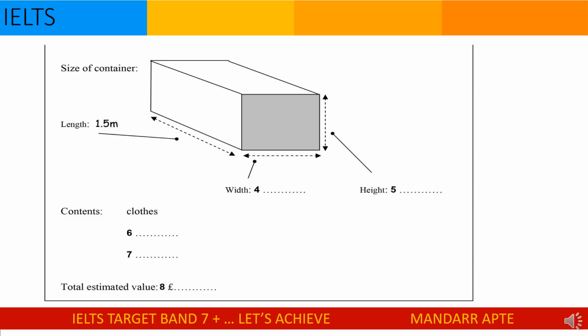The last and the eighth question is about the total estimated value. Now here they have given the symbol of pound, so we know it will be some currency, and as the pound symbol is given, we have to just write the number.